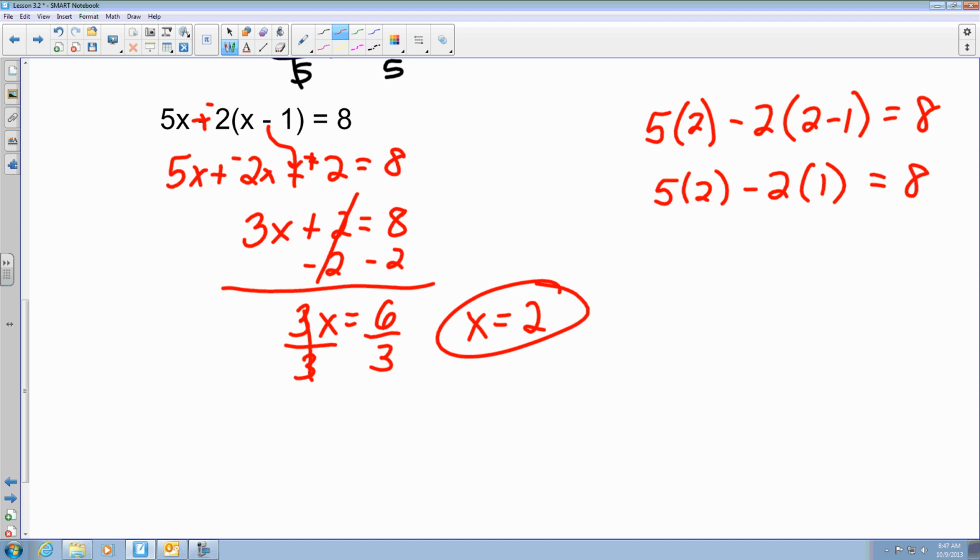Multiplication comes before addition or subtraction. So 5 times 2 gives me 10, minus 2 times 1 gives me 2. And see if that equals 8. And 10 minus 2 is 8. And that also equals 8. So it does check out.